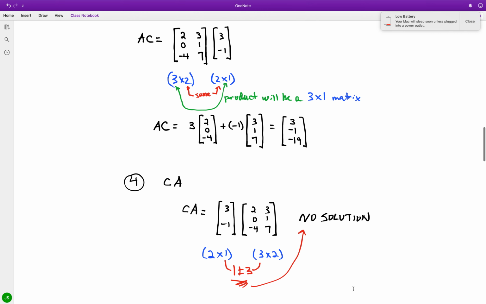And if I have C times A, C is a 2 by 1, A is a 3 by 2. Notice the number of columns in C and the number of rows in A are a mismatch. So 1 is not equal to 3. And since we don't have an identity, there is going to be no resulting solution.